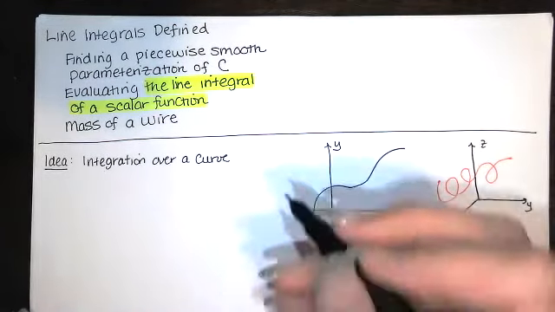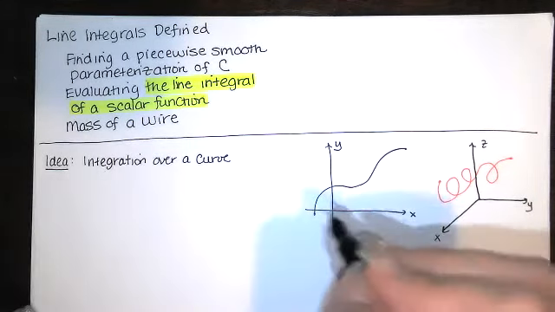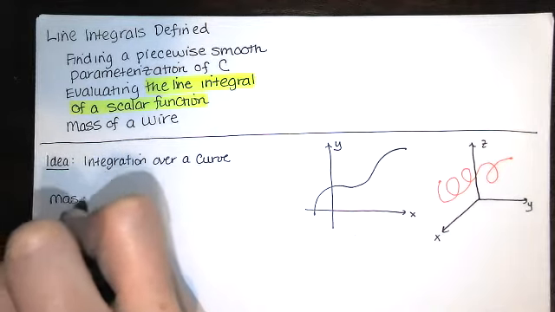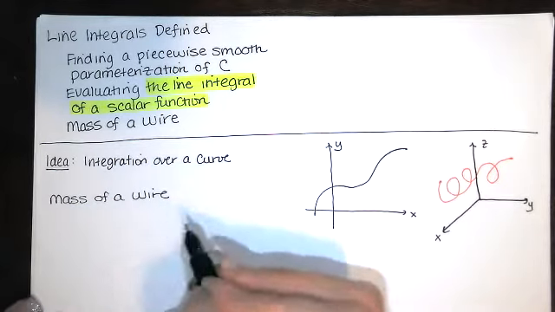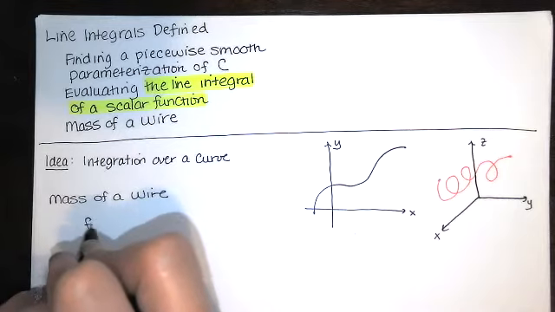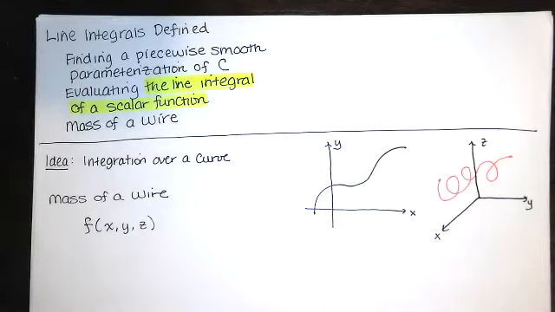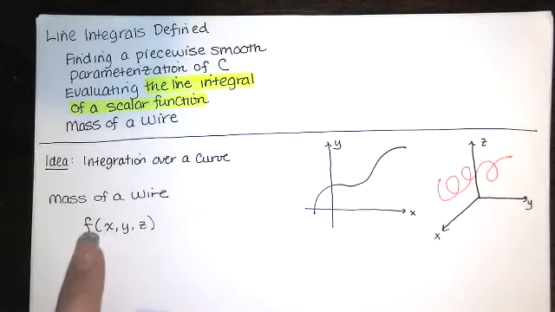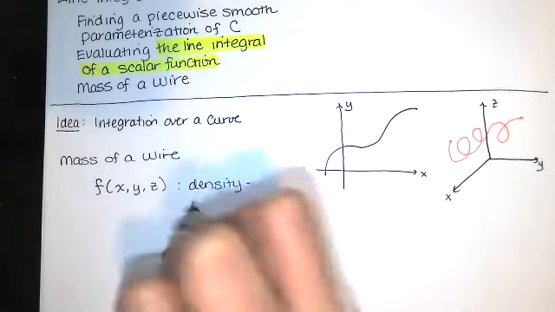If you're thinking, why on earth would I ever want to do that? Here's one, what seems like a somewhat contrived application. Say you want to find the mass of a wire, and you know the density of the wire is given by f of x, y, z. So this is a wire of variable density. Every point has a little bit different density. That's why we're saying that it's a function of position on the wire. And this is mass per unit length.